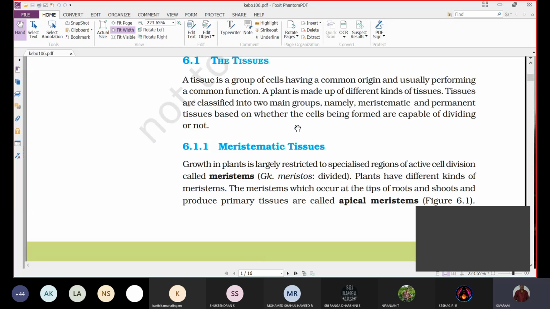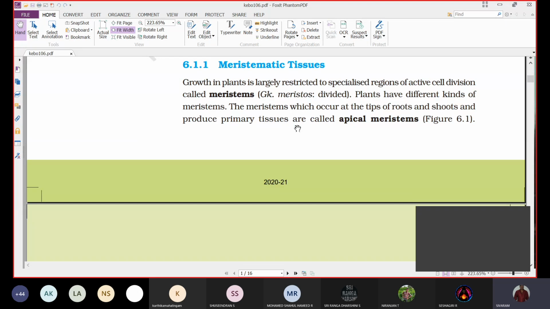Next, meristematic tissue. Growth in plants is largely restricted to specialized regions of active cell division called meristems.